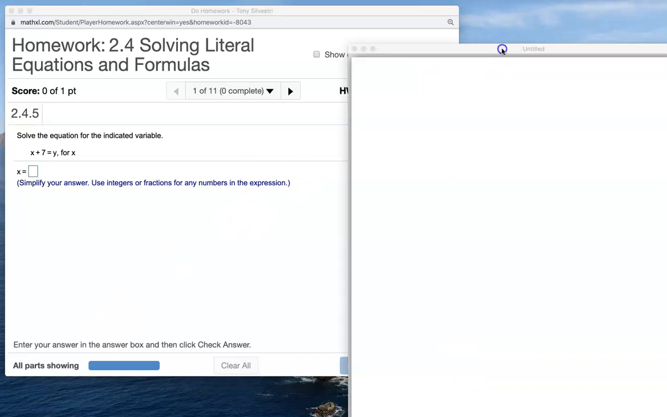So let's put this first problem up here. We have x plus 7 equals y. Alrighty. Now they ask us to solve for x. Well, what does that mean? You want to get an expression that says x equals. Well, how do you do that? Again, you do the opposite. You subtract 7.